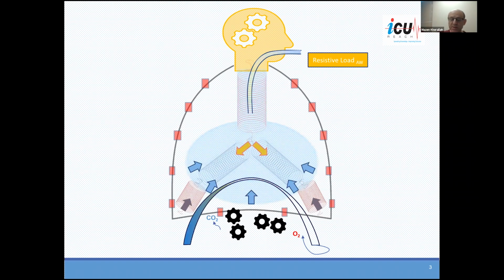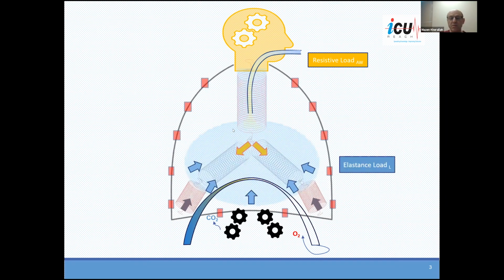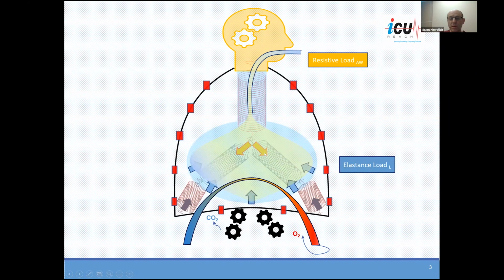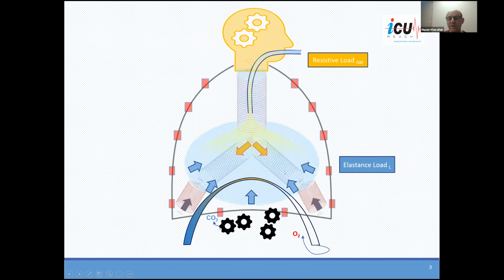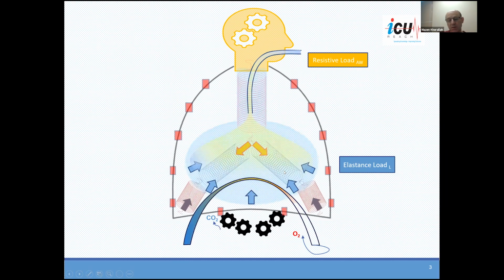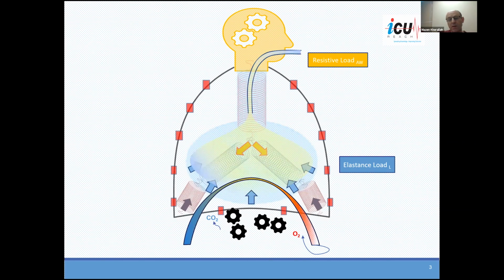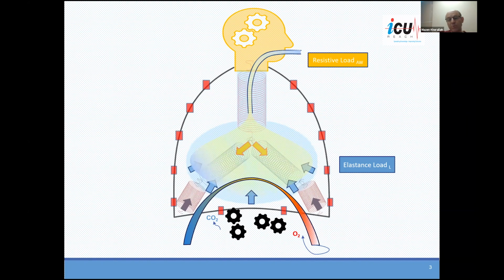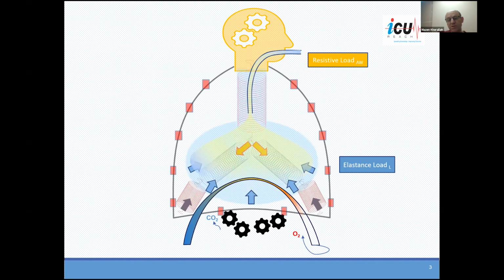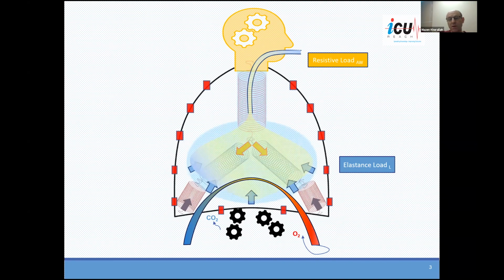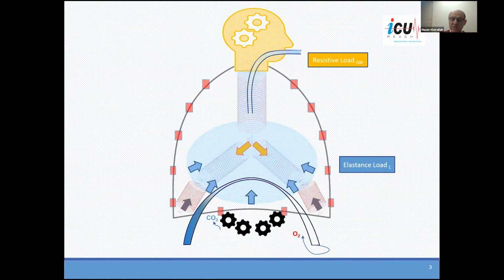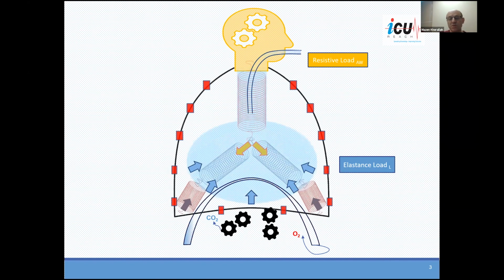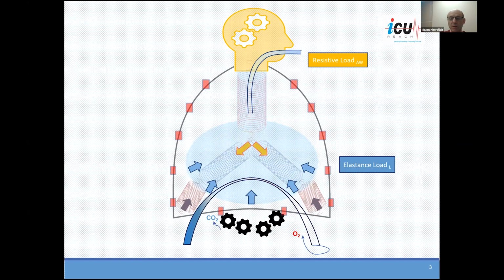And once we get the air past the airways, we need to overcome the lung elastance, the elasticity of the lung parenchyma. Again, the patient has to drop the pressure inside the chest in order to overcome it, or you have to apply a ventilator pressure that's able to open the lungs.